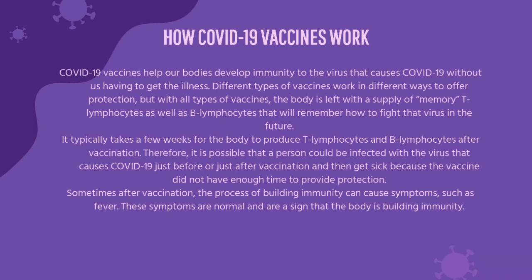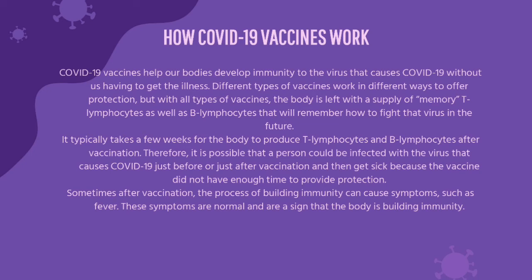How COVID-19 vaccines work. COVID-19 vaccines help our bodies develop immunity to the virus that causes COVID-19 without us having to get the illness. Different types of vaccines work in different ways to offer protection, but with all types of vaccine, the body is left with a supply of memory T lymphocytes as well as B lymphocytes that will remember how to fight the virus in the future.